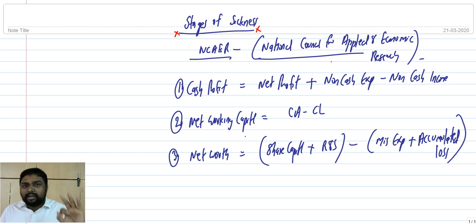What are the three parameters? First, cash profit: net profit plus non-cash expenses minus non-cash income. Then net working capital and net worth. Got it? Your previous year's exam also had a question on stages of sickness. As I discussed in the last class, this question regularly comes up in the exam. If the Altman Z score is not coming, then stages of sickness is coming.